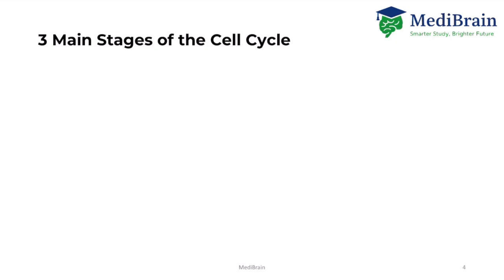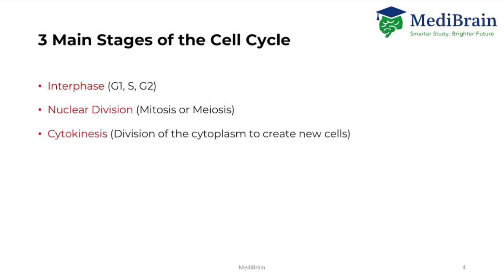Okay, now there are three key stages of the cell cycle. You probably would have looked at mitosis at GCSE, but we're just building on the knowledge from GCSE when you're in year 12 or year 13. There are three main stages of the cell cycle. You've got interphase, you've got nuclear division, and then you've got cytokinesis.